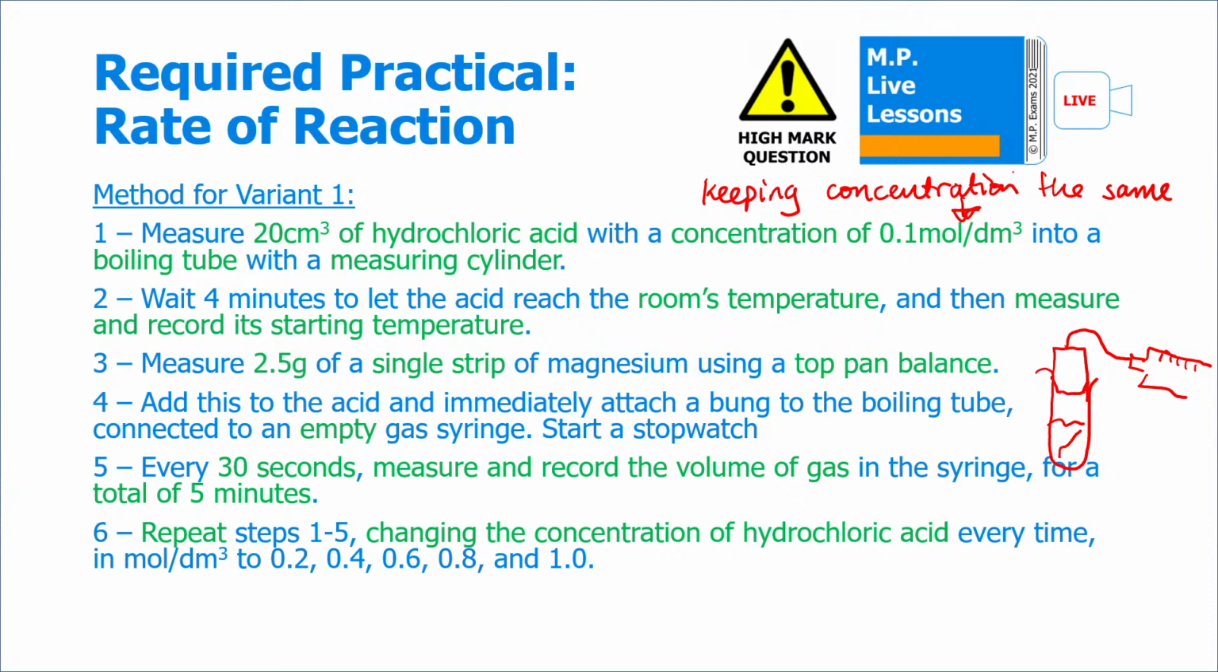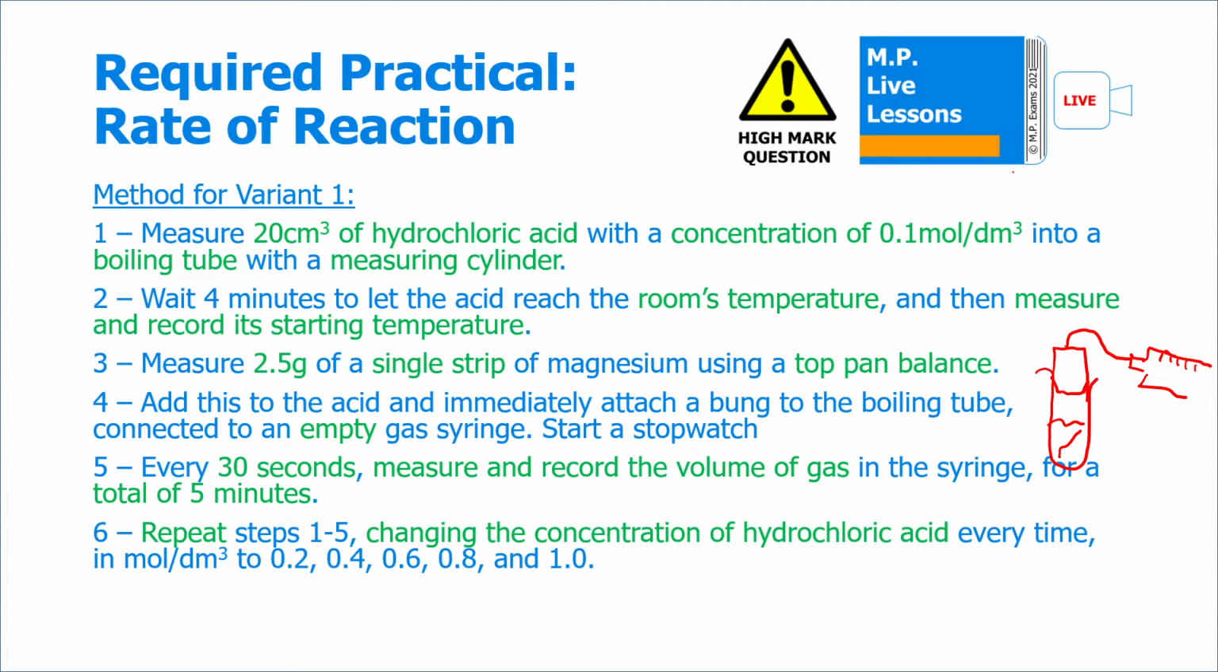So we keep repeating all that with different concentrations of acid, actually. So ignore what I said. So you have to suggest some values like 0.2, 0.4, 0.6, 0.8, and 1.